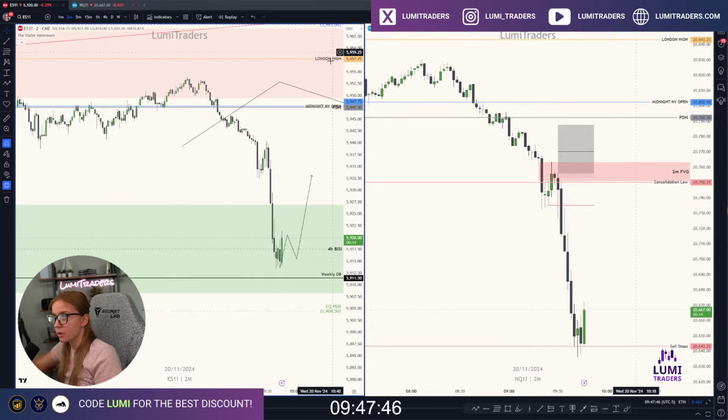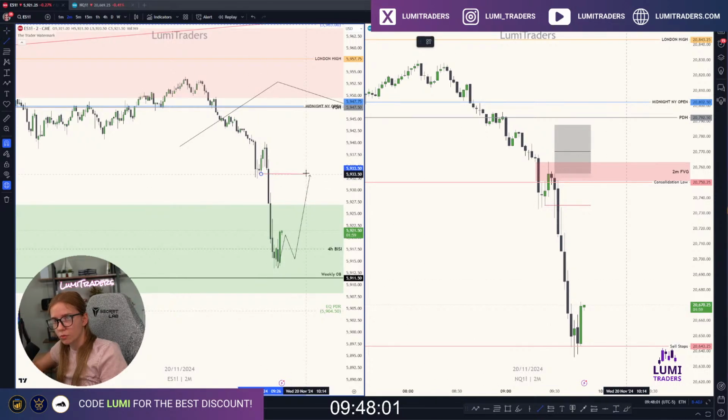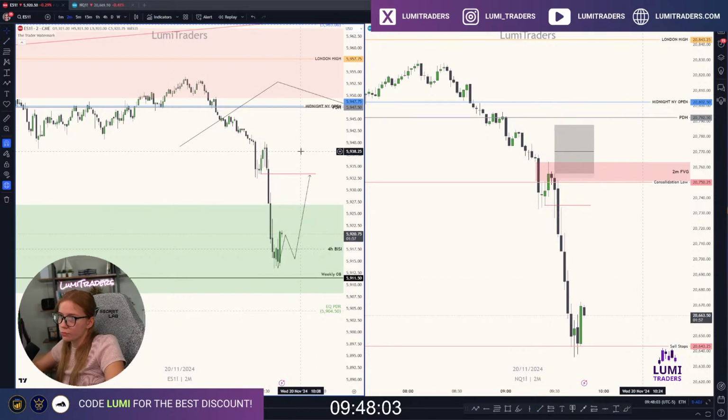Of course, we can break above this level, but once again, we're trying to find a conservative target. For example, if it wants to offer a change in the state of delivery and continue going up, I would aim for this order block, so basically 59.33, somewhere right here. Just a conservative target, in my opinion.